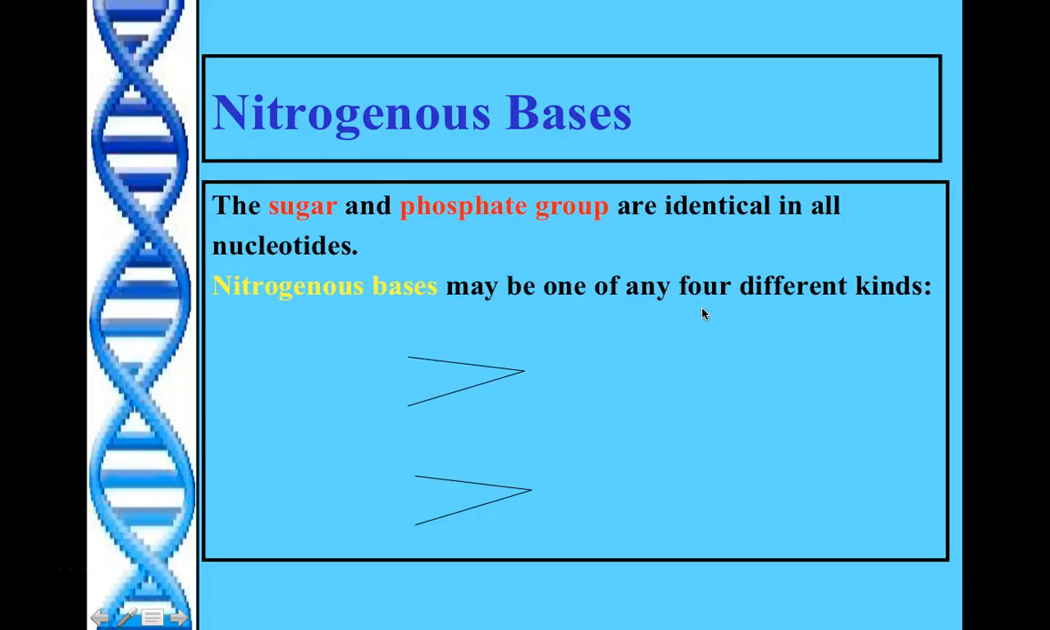So now that we've talked about the bonds, let's go into the nitrogenous bases. As stated before, the sugar and the phosphate make up the outer handrail portion of the ladder of our DNA molecule.